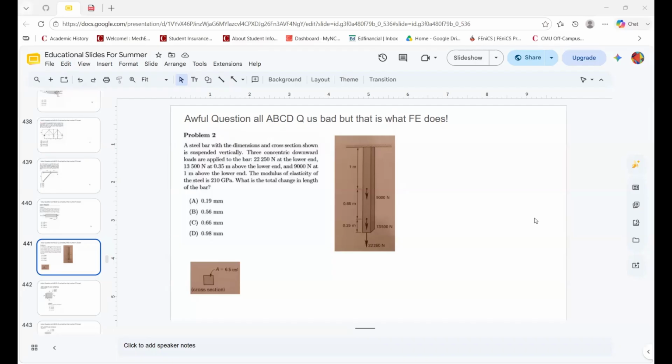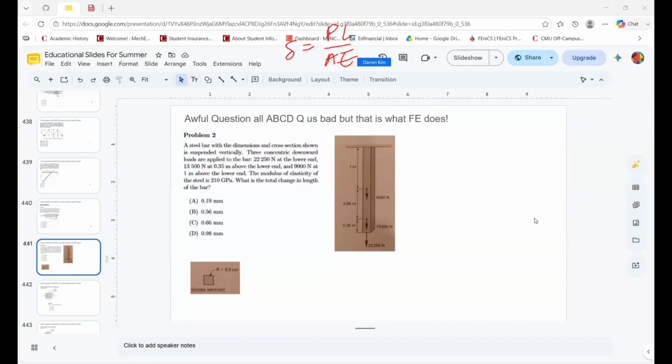Anyway, three consecutive downward loads are applied to the bar, 2250 newtons at the lower end. I see that. Okay, so it's just doing this. The modulus of elasticity is 210. What is the total change in length of the bar? This is just a PL over AE equation on crack. So you know this equation.